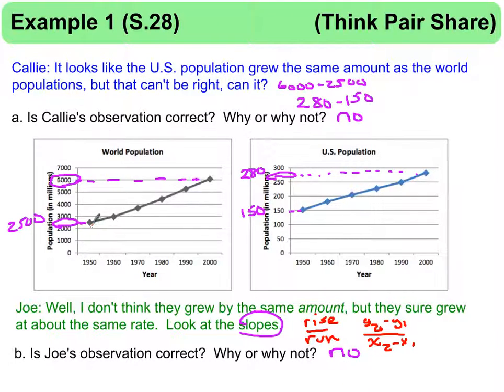But same thing. If you look at the slopes, your run and your rise. Yes, your run is the same. They're both going from 1950 to 2000. But then this distance is our 6,000, and this is our 2,500. This is our 280, and this is our 150. So it's going to fall back on roughly the same idea that Callie had mentioned. And so there's no way that they can grow by that same amount because their slopes are not the same either in that particular design.